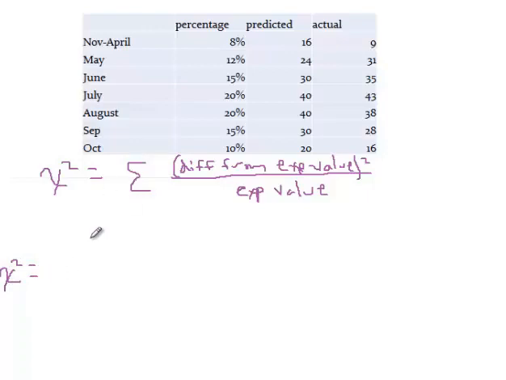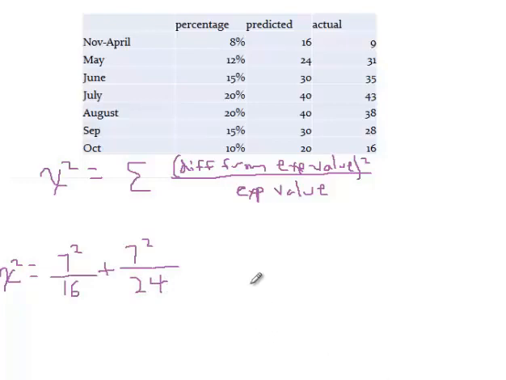So let's take November through April. The predicted was 16 and the actual was 9. So that's 7 squared, because 16 minus 9 is 7, divided by the expected value, which was 16. The second one, the actual was 31 and the predicted was 24. So again, the difference is 7. So we'll do 7 squared divided by the predicted value, which is 24.